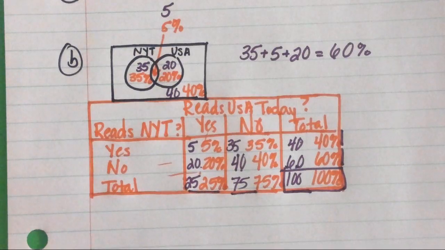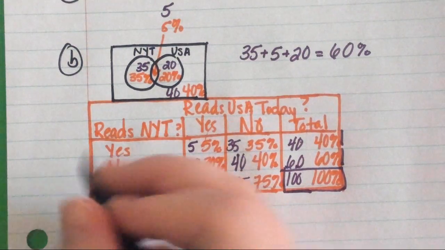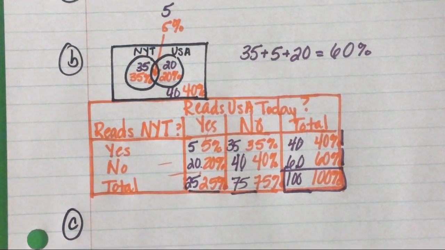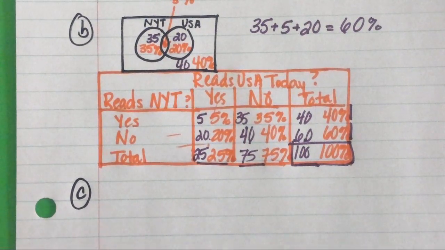Okay, so we've made the two-way table. We've constructed a Venn diagram. And now we need to actually do some probability. Lo and behold, we want the probability that a person reads at least one of the two papers.